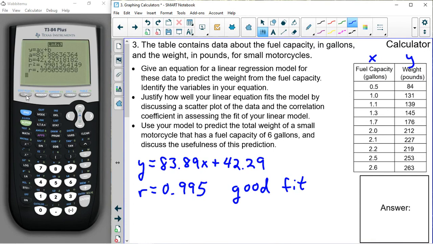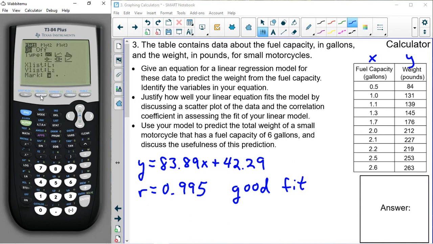We'd have to go to stat plot. So we have to hit second, Y equals, and I'm going to turn plot 1 on. So I'm going to hit enter on plot 1, turn it on, and then I'm going to check X and Y. So X, that's list 1, Y is list 2. And then we can actually hit graph and get a scatter plot.